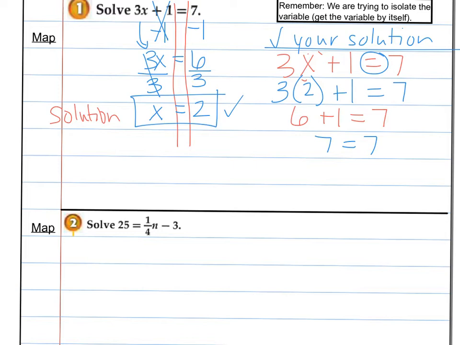If you were to end up with something like, if I made a goof, say I got a 1, then I would get 4 equals 7, and that's not true, so that would tell me I was wrong.